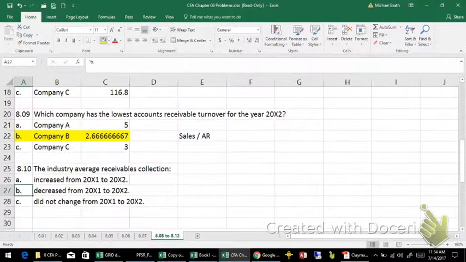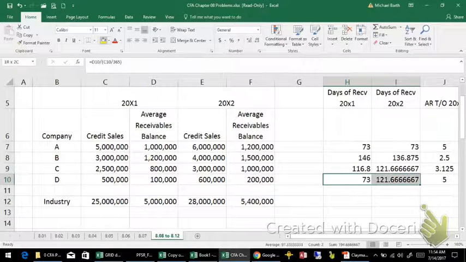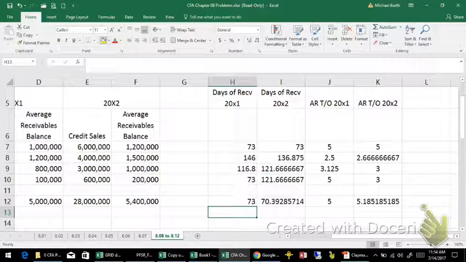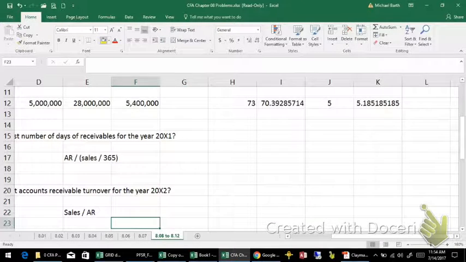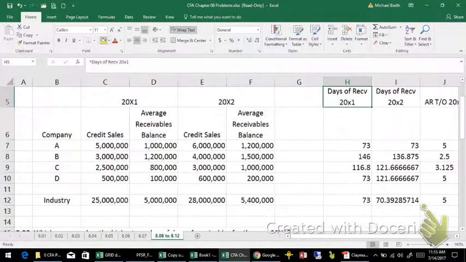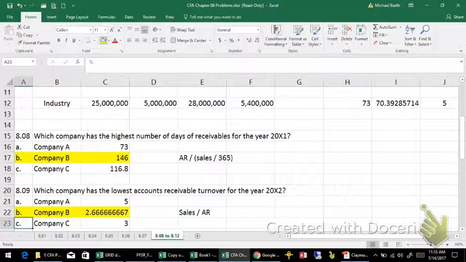The next question: the industry average receivables collection either increased, decreased, or didn't change. Since I've already computed all these up here, I can simply copy this down. The question is the industry average receivables collection period. Days of receivables decreased from 2000x1 to 2000x2.